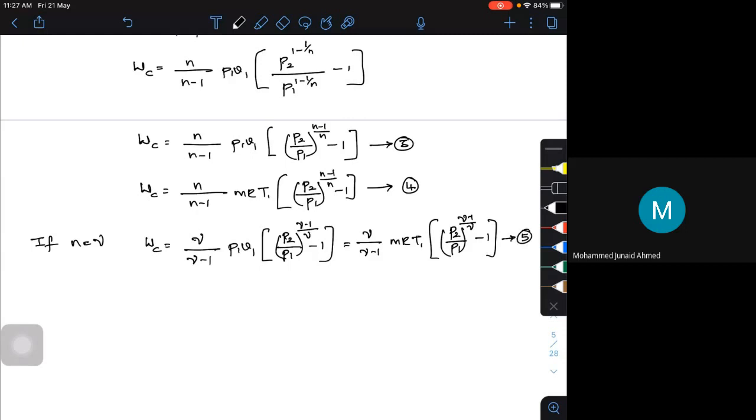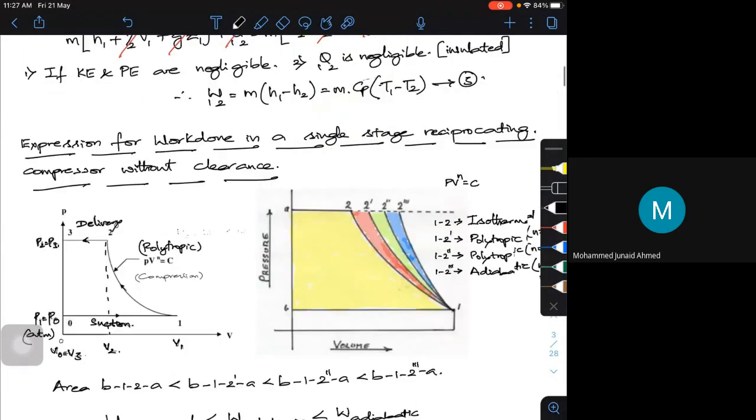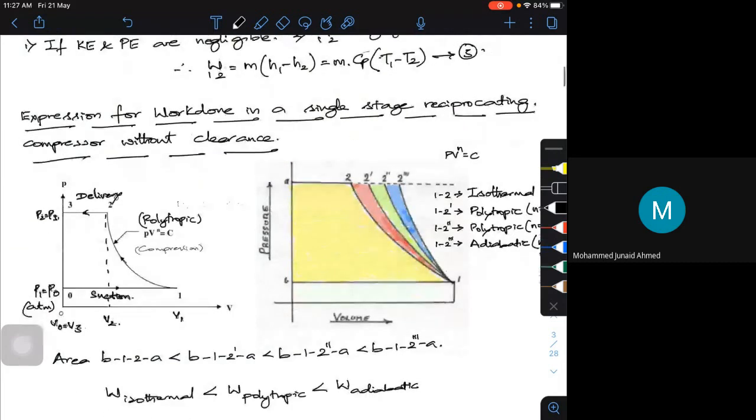Now the moment n becomes gamma, if you go back and see here, n is varying from isothermal, that is 1, to gamma. So what's happening is I'm moving towards the right side.